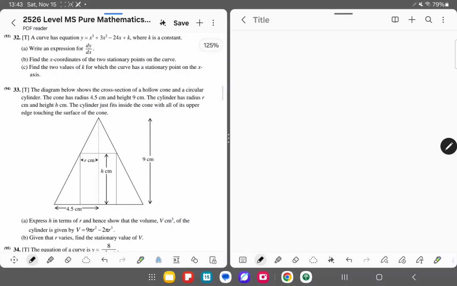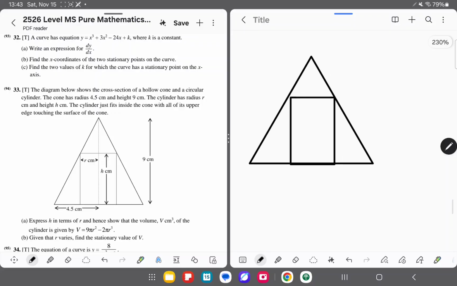So I'll begin here. The diagram below shows the cross section of a hollow cone and a circular cylinder. The cone has radius. Okay, well look, we'll just draw this one here. The cross section here. Okay, now what we have, and then we have a cylinder, the cross section of a cylinder that is also fit inside. Okay, so now we have this.